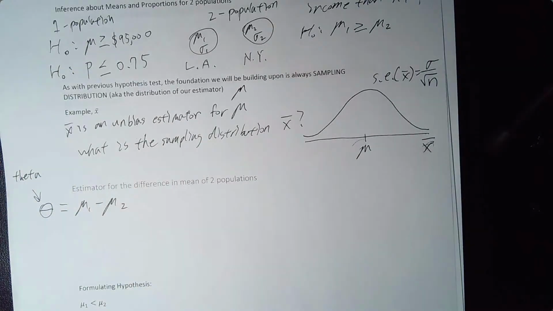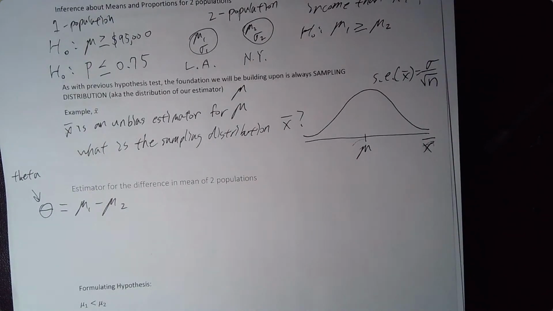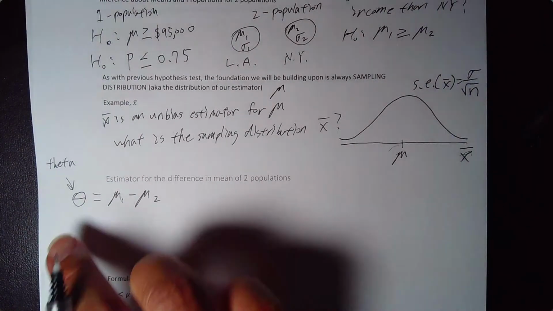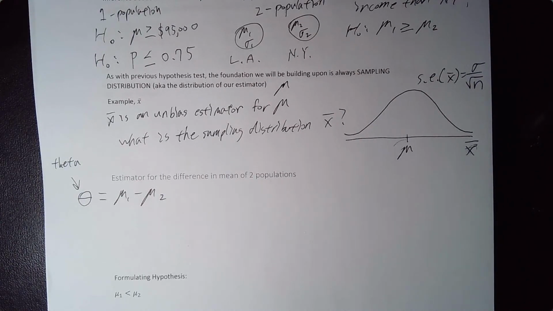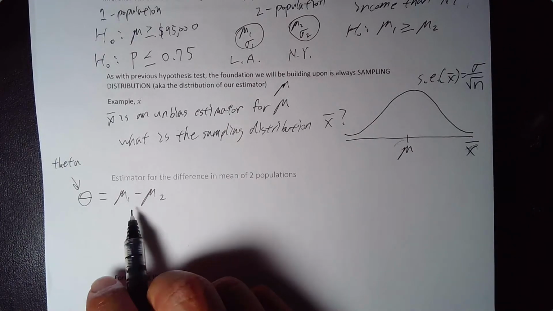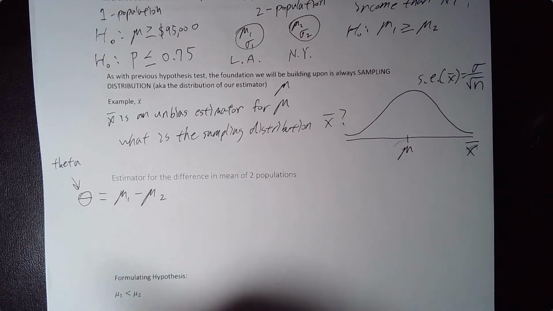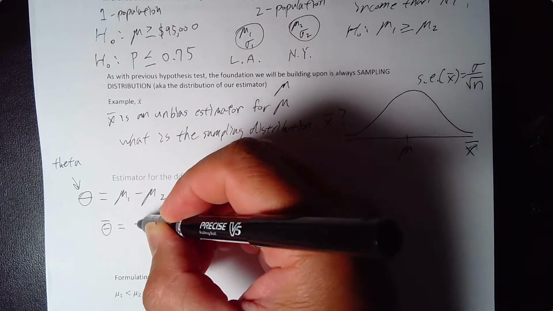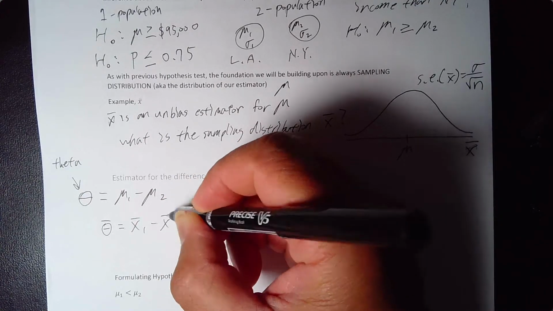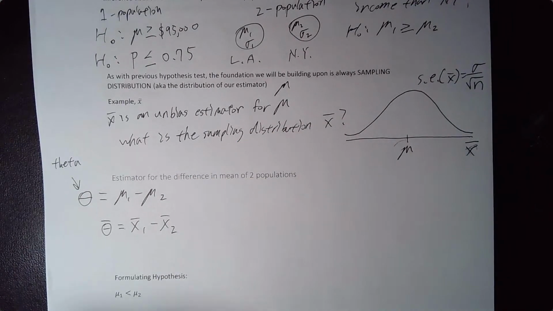Theta is a Greek letter, and in statistics theta just means population parameter. It's a generic letter we use to represent any population parameter that we are trying to estimate. So let's create an estimator for this, because this is what we're interested in. Our estimator is called theta bar, which equals x bar 1 minus x bar 2. Nothing fancy, very straightforward.